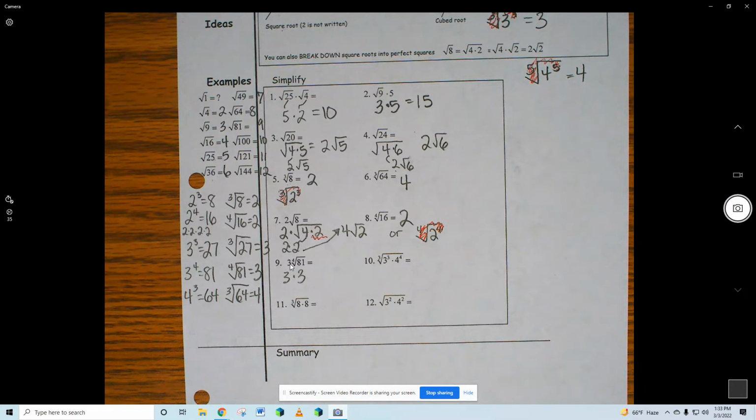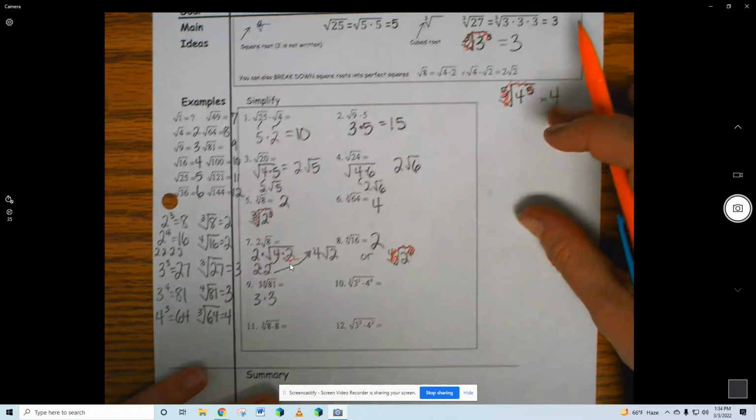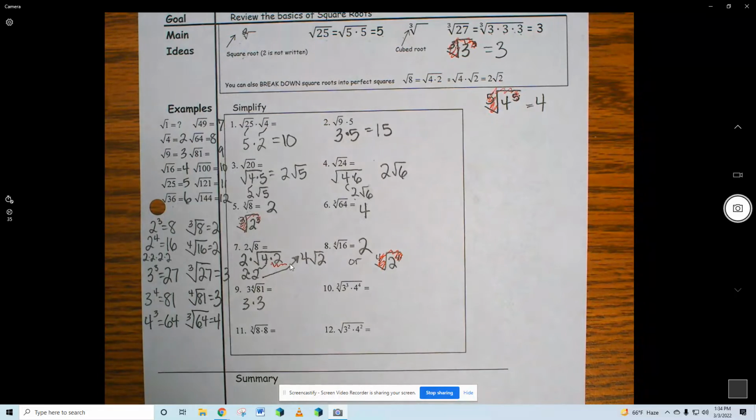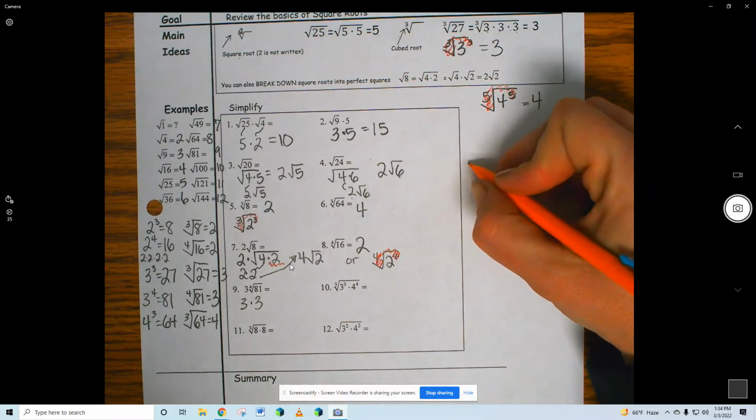Number 10 is where we start having to do a little bit of extra work. Okay. On number 10, actually, before I start number 10, let me do some over here on the side. These are not on your paper. If I do, you should write them down.